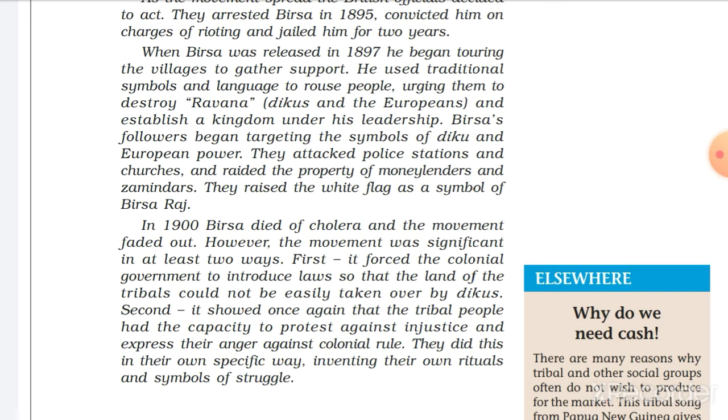But from 1897 to 1900, the movement was at its highest, at the top of the country. And the Munda tribal people also urged that they were going to raise the white flag as a symbol of Birsa Raj, and they would make the whole of India Birsa Raj.